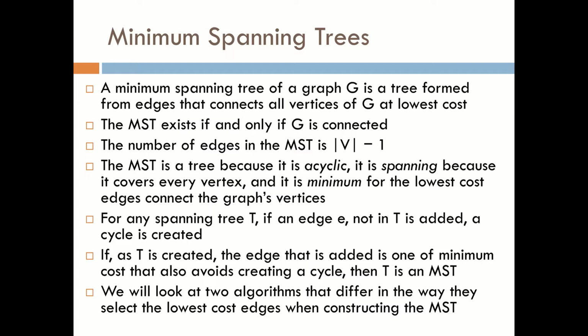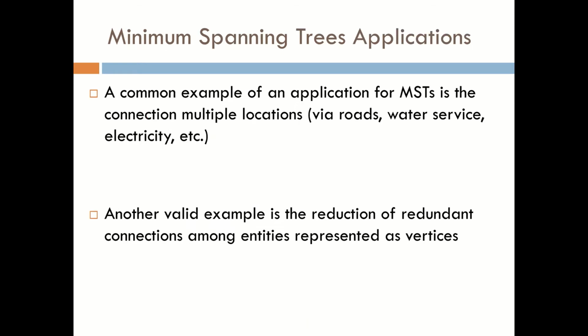If, as you're creating the tree, the edge that is added is the minimum cost edge that avoids creating a cycle, then you will be successful in building the minimum spanning tree. So we will look at two algorithms. We will look at Prim's algorithm and we'll look at Kruskal's algorithm, both of which approach this problem in very different ways, but yet yield the same result in that they produce the minimum spanning tree.